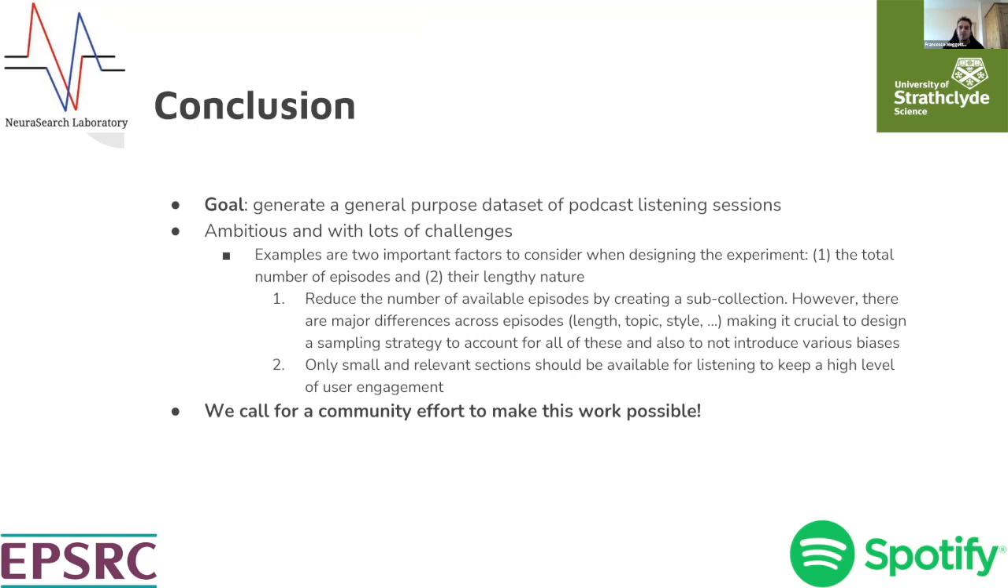Some examples of factors that we may want to consider when we design the experiment are the total number of episodes, the 100K, and also the lengthy nature. In the first case, the number of episodes, we may want to reduce the number of available episodes by sampling, by creating a sub-collection. However, it is very important to keep in mind, if you do so, that there are major differences across episodes in terms of length or topic, style, etc. And so it is crucial when you design that sampling strategy to account for all of these, and most importantly, to not introduce various biases into the process, for example, the popularity bias.